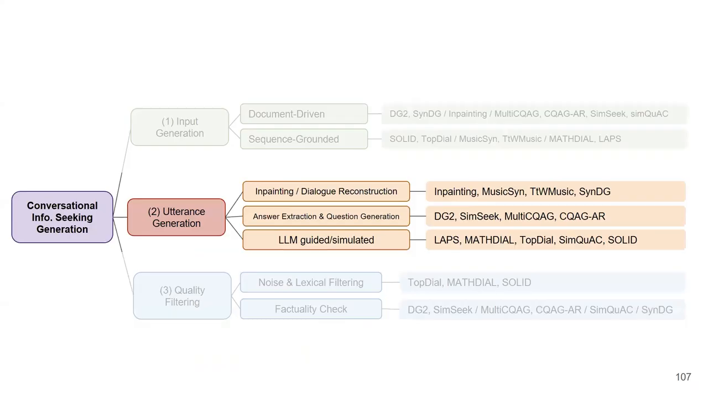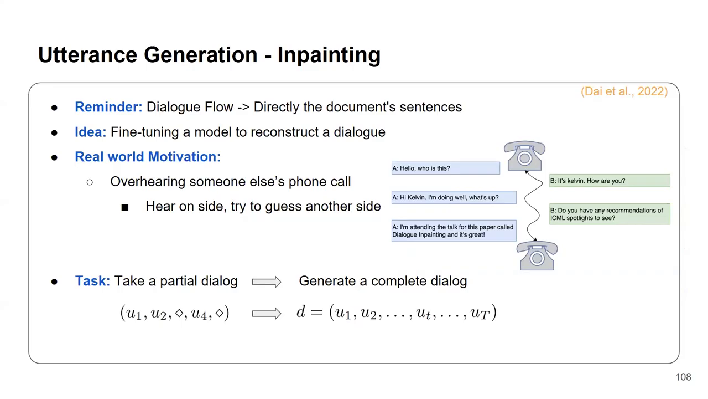So what we have so far is that at the output of the input generation, we have a conversation seed that contains a topic and dialogue flow. Now, based on this topic, background information and dialogue flow, we want to generate the turns of the conversation. Here we have three ways to generate the turns of the conversation. The first one is inpainting.